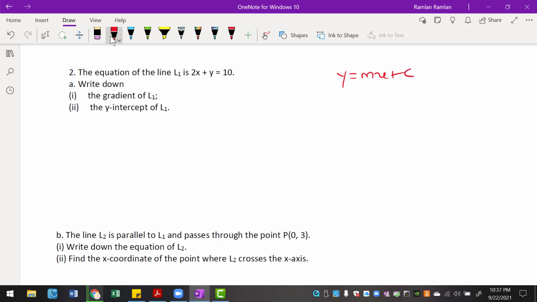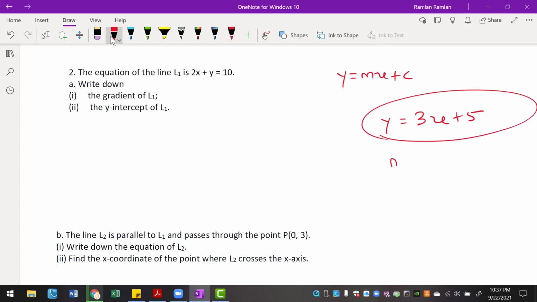Whenever you see an equation like this, or you can rearrange a linear equation like this, then you will get the gradient and also the y-intercept. Let's have an example. If I have y equals 3x plus 5, this line has a gradient of 3, the coefficient of x, and the y-intercept is going to be 5. As simple as that.